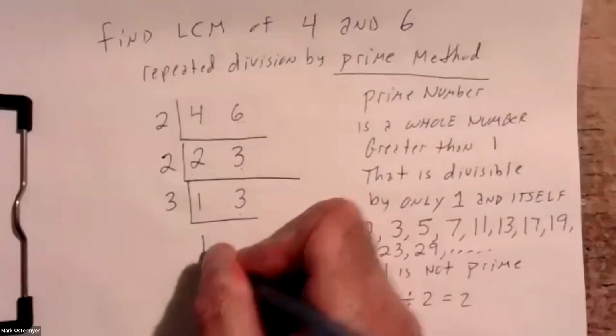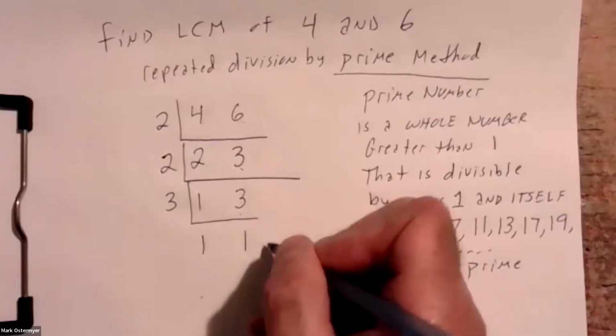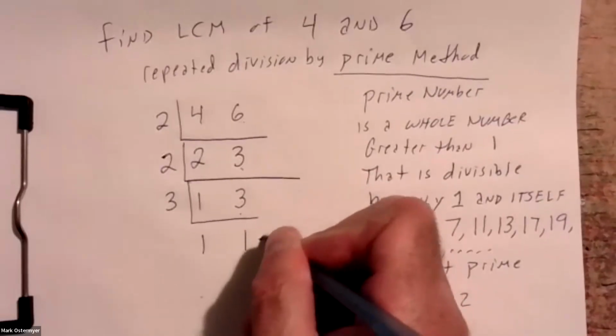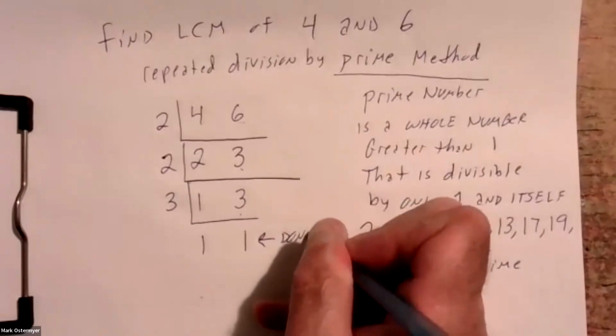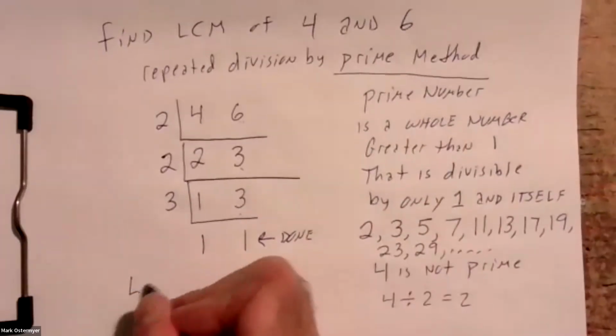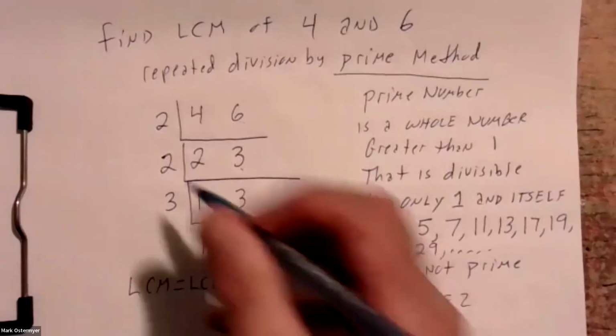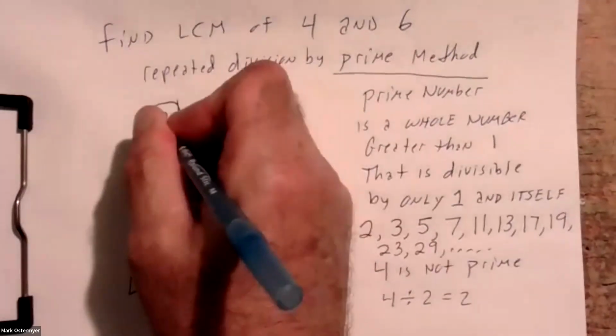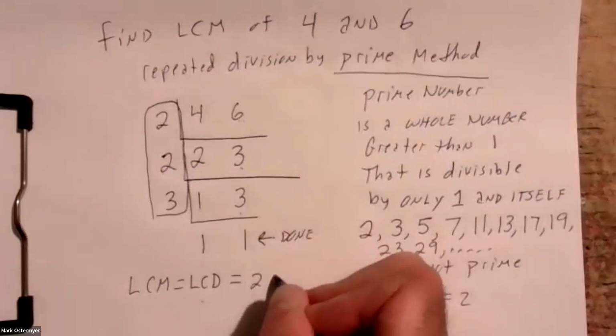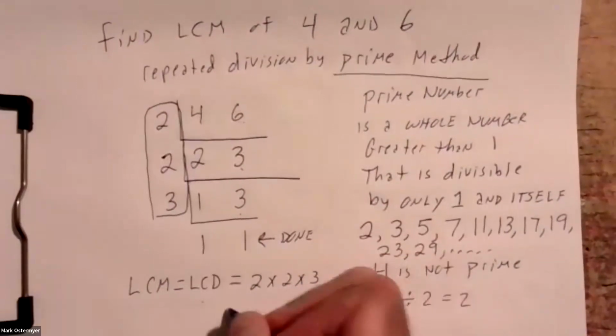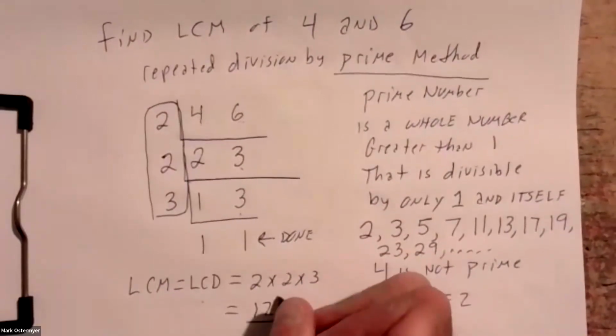3 itself. 3 does not divide into 1, it divides into itself 1. Ladies and gentlemen, when we get nothing but 1s down here, we are done. Now, what have I accomplished? My least common multiple, or the least common denominator of 4 and 6, is the product of these prime factors: 2 times 2 times 3, which is what? 12. Everybody see that method?